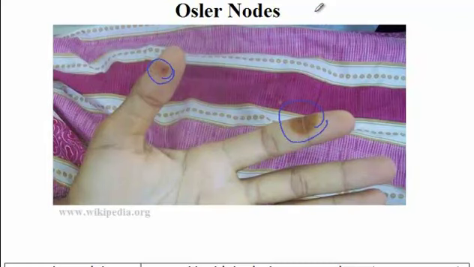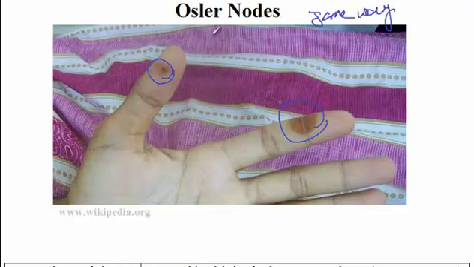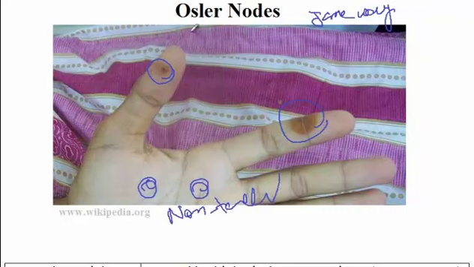And then there is also something called Janeway lesion, which is similar to Osler nodes, except that it's present on the palms and the soles, and it's non-tender. So Osler nodes, which are on fingers and toes, are tender, while the Janeway lesions, which are on the palms and soles, are non-tender.